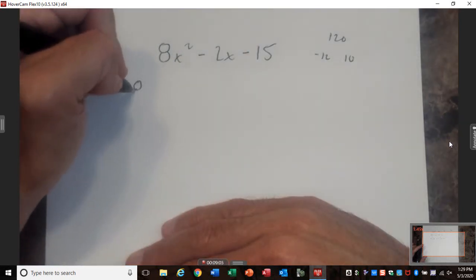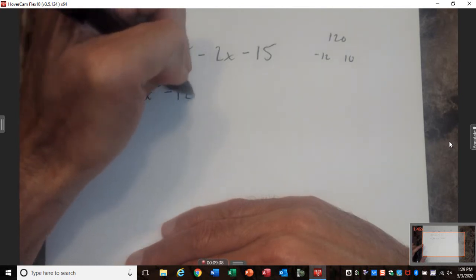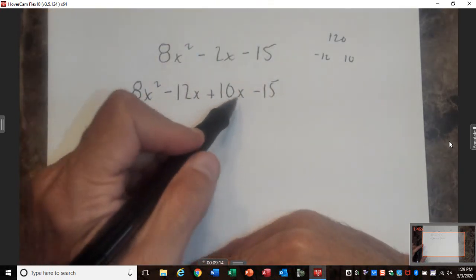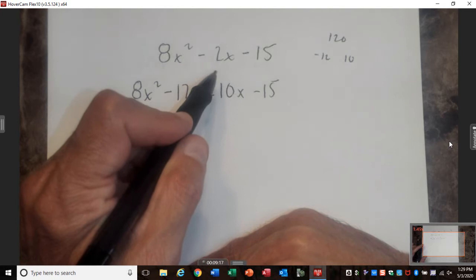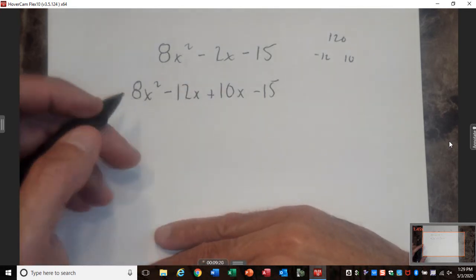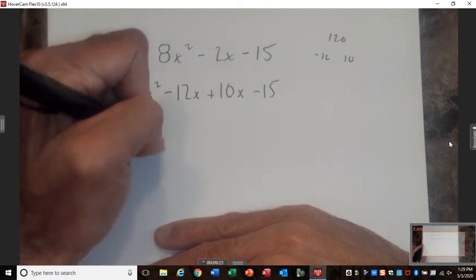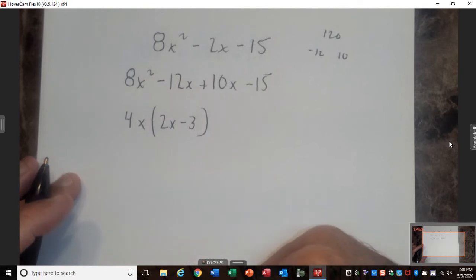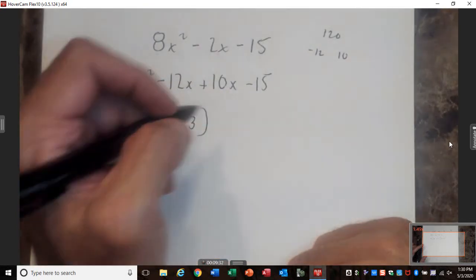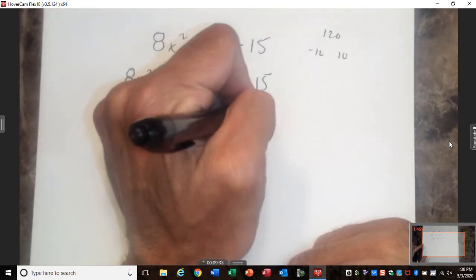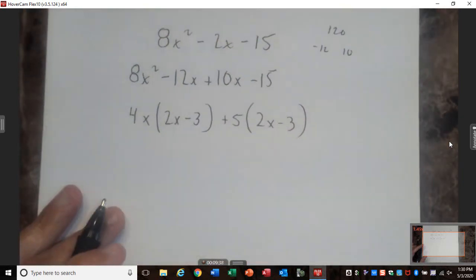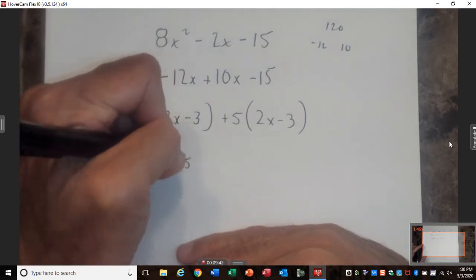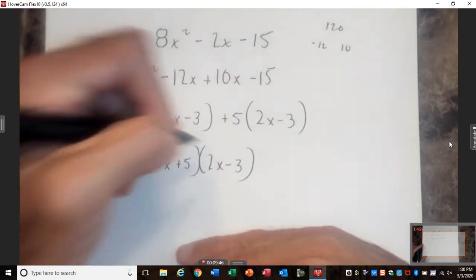So we're going to go 8x squared minus 12x plus 10x minus 15. See, there's your -2x. -12 plus 10 is -2. So now, what's common here is 4x. What you're going to have now is 2x minus 3. And what's common here is a 5, so plus 5, and then you're going to have 2x minus 3. Shocker, right? Same thing. So now put it together, and you're going to get 4x plus 5, and then 2x minus 3, and we're done.